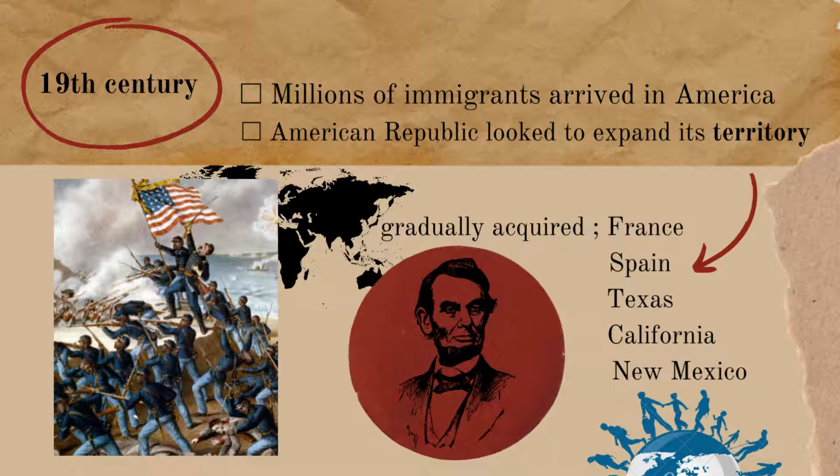The nation acquired new territories from France and Spain. A war with Mexico brought Texas, California, and New Mexico into the United States. The discovery of gold in California in 1848 attracted growing numbers of pioneers, and the country began to prosper.